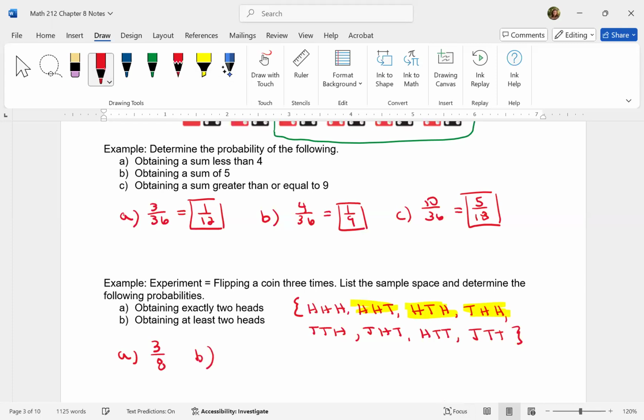Okay, for part B, obtaining at least 2 heads. So now it could be more than 2 heads. And there's only one that qualifies, and that would be this additional one, because that does have more than 2 heads. So now that's 4 out of 8, or 1/2.